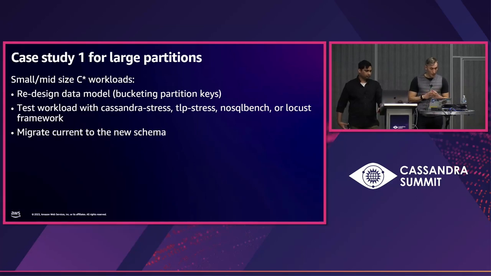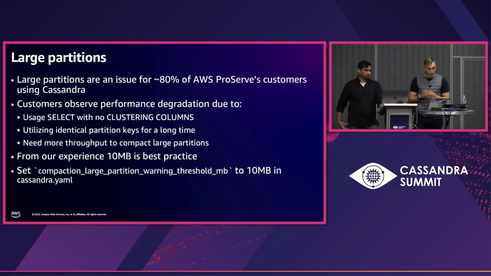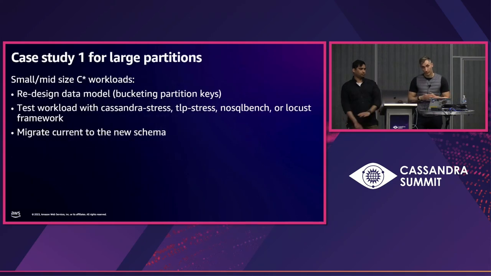So my experience suggests that maintaining partitions should be under 10 megabytes. Don't go over. So 10 megabytes, it's a perfect solution here when you design. It definitely can help improve the performance of your cluster to a great extent, and you will be able to easily scale Cassandra without surprises. Because usually there are a lot of surprises on the road.